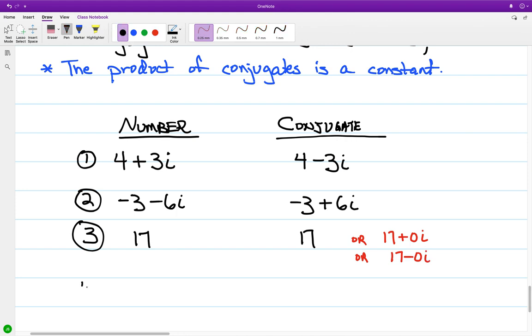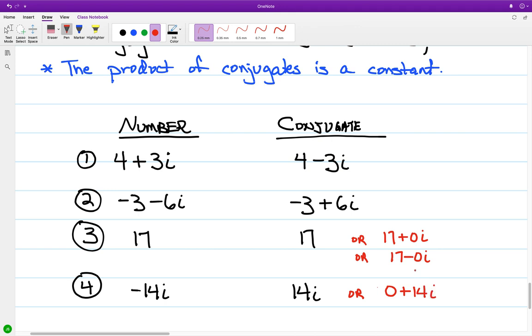And let's say that if we have a number, say negative 14i, the conjugate is going to be positive 14i. And if you had to explicitly give the a in the a plus bi form, you have 0 plus 14i.